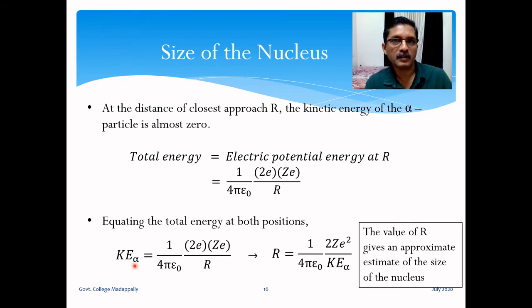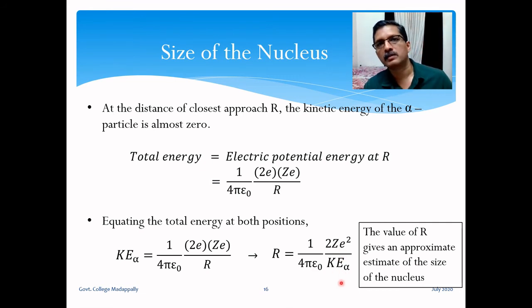an electric potential energy. When it was very far away, there was no electric potential energy because the distance was very large. Now, equating the total energy at both positions, total energy must be the same in both positions. Initial total energy, which is the kinetic energy of the alpha particle, equals the final total energy, which is the potential energy of the system. Now, we can rearrange that and obtain an expression for the distance of closest approach: 1 by 4 pi epsilon 0 times 2Ze square by the kinetic energy of the alpha particle.